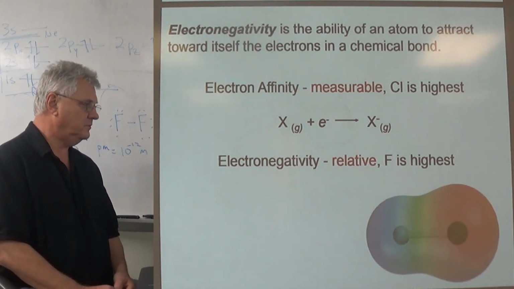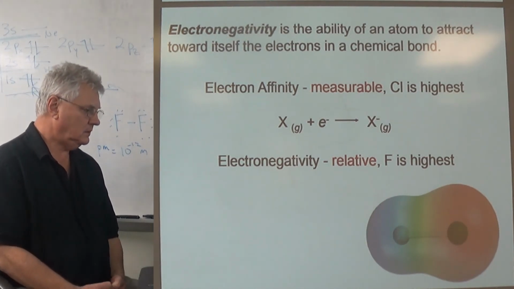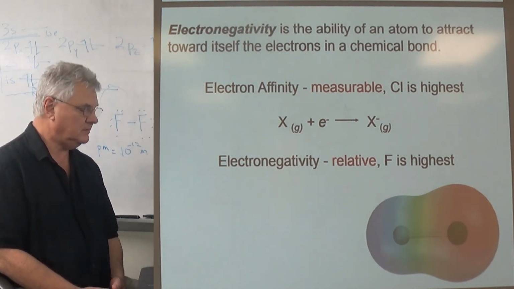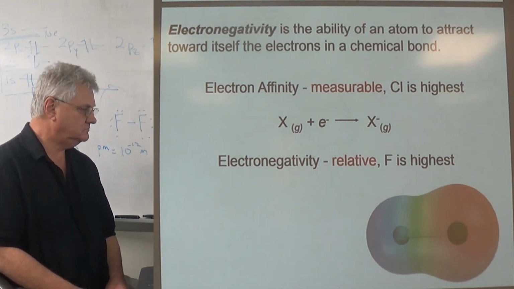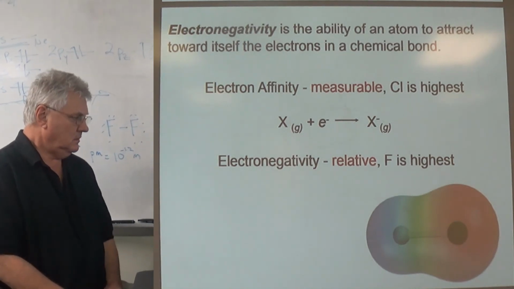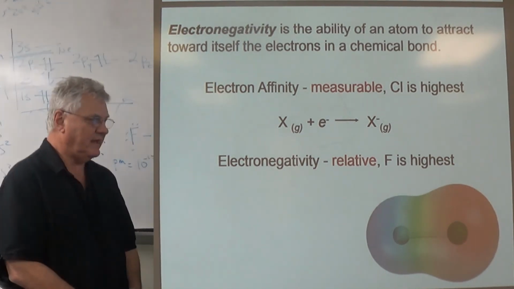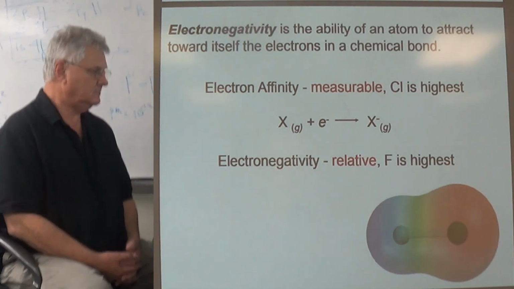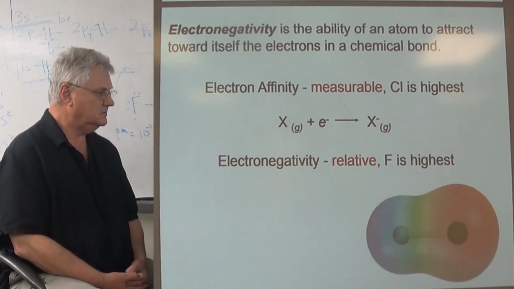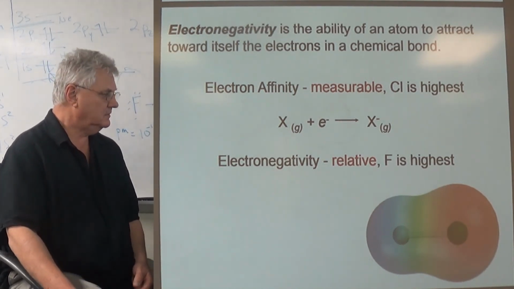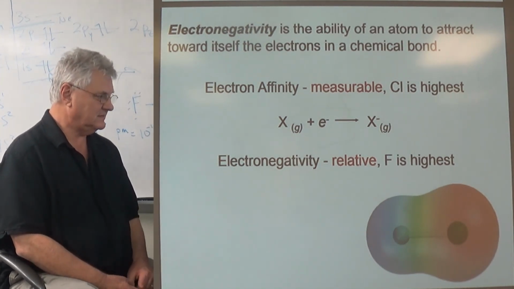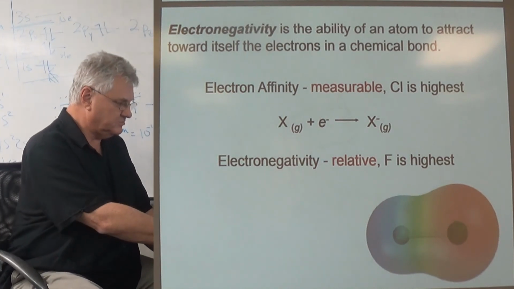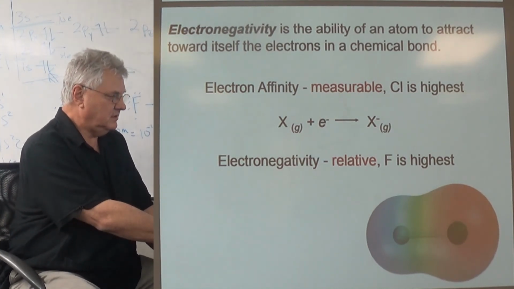All right, let's look at a few more slides, and then we'll hit the lab. The lab, of course, will be short. Electronegativity is the ability of an atom to attract electrons in a covalent bond. Electron affinity is actually measurable, and electronegativity is relative. And so they use one to help determine the other.